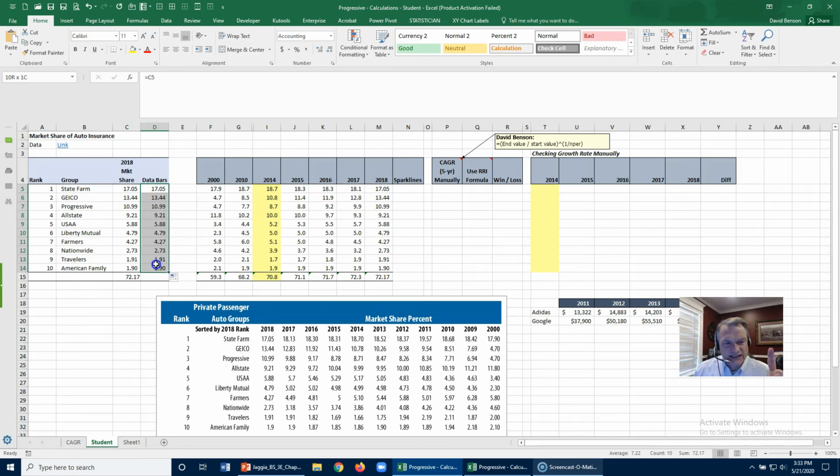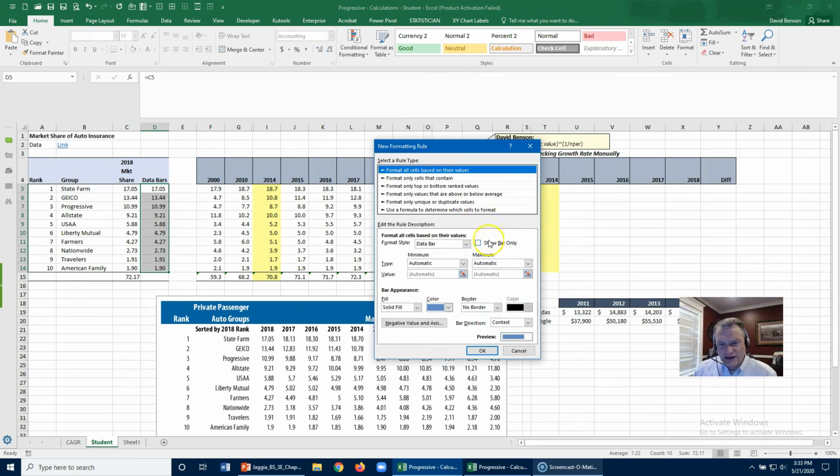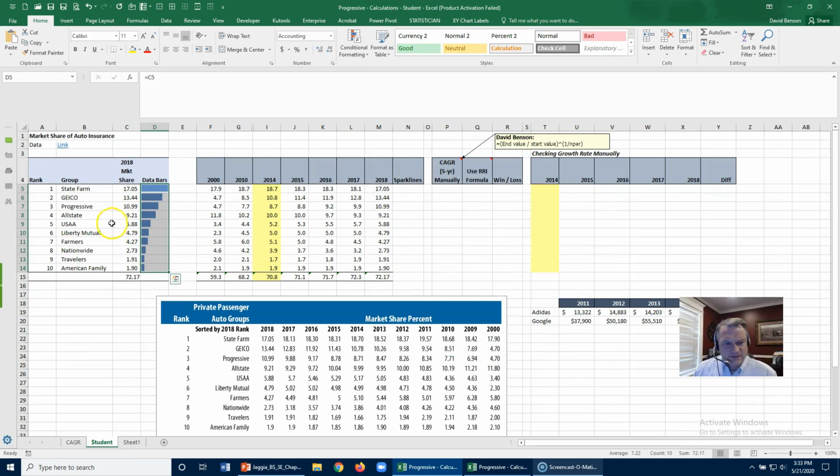So I'm going to actually select these, and I'm going to go up here to Home. It's Conditional Formatting and Data Bars, and it's the solid fill. But what we're going to do with it is I'm going to use more rules because I only want to show the bar. I find it easier without the numbers in it.